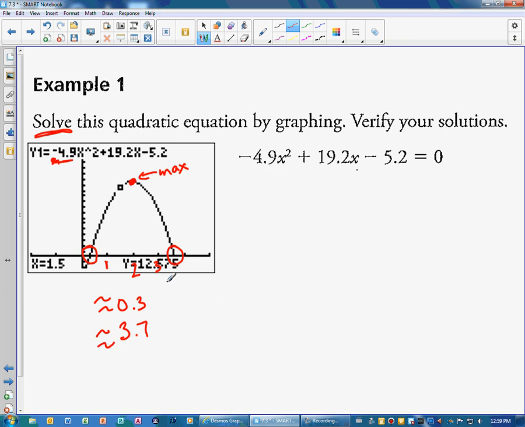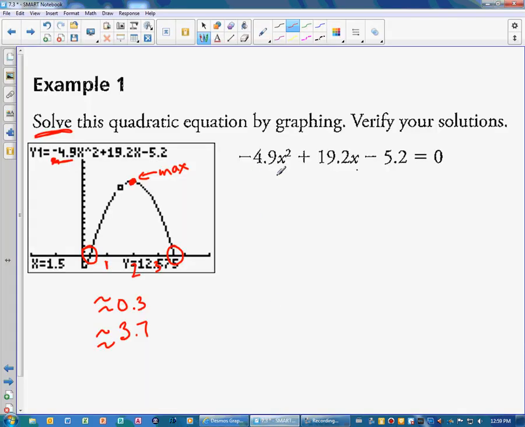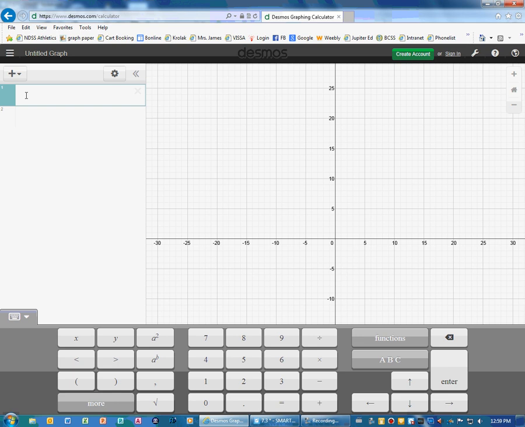That's not really going to cut it. We have to graph it. So you're going to go to this graphing calculator here. You're going to type this in: negative 4.9x squared plus 19.2x minus 5.2. So the way this graphing calculator works is you're going to stick your cursor right there, press negative, and then I need 4.9. And then for an x, you have to click here, and then to square it, you click there, okay? So negative 4.9x squared plus 19.2x minus 5.2.